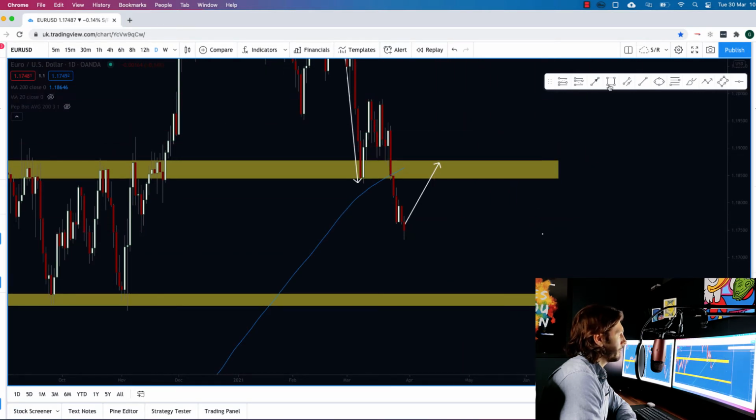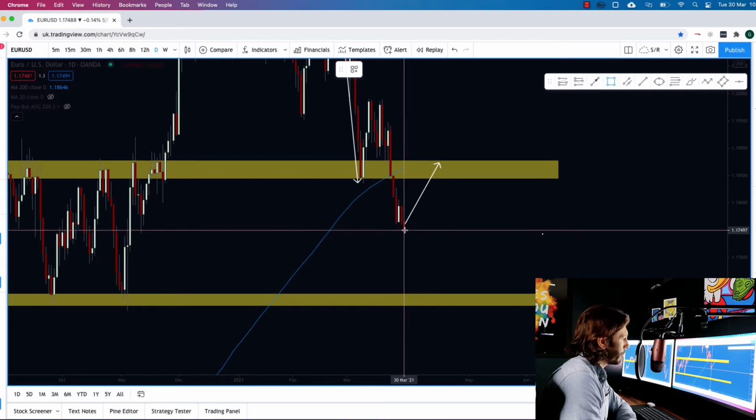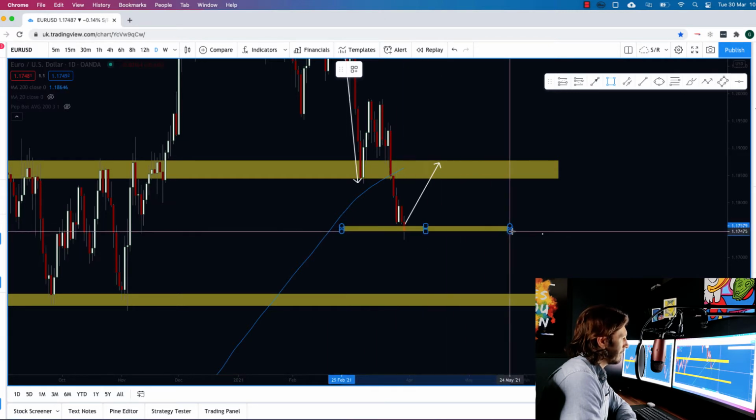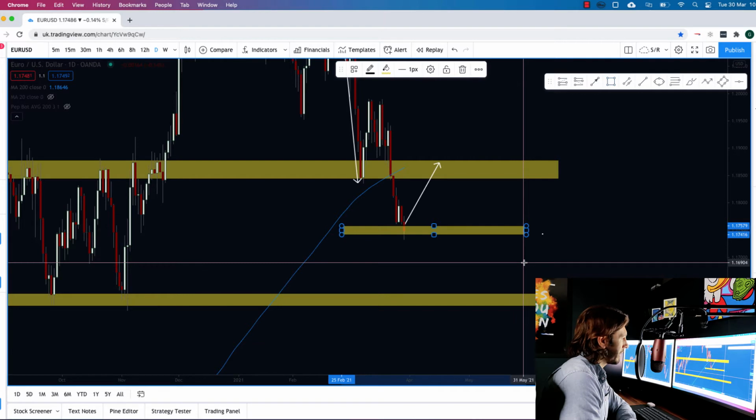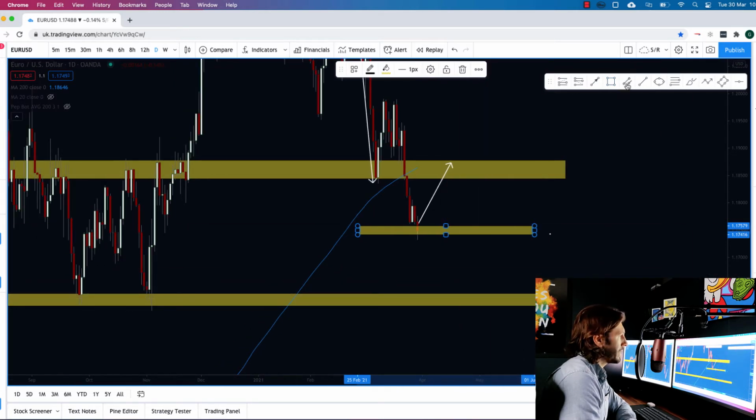So the first is obviously, if this is the last low here, if we move up from this level, the first level of take profit would be the last swing low here. And then any extended profit taking would be at this level here. So this is the 161 level.